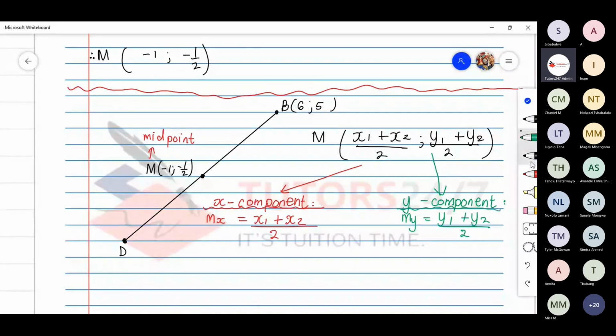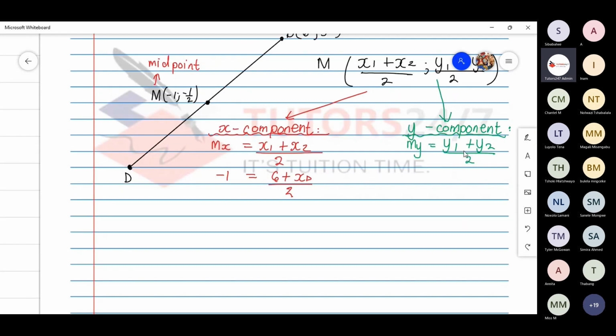Now, from here, I'm going to start with the x side. So that is then going to be m of x, so my x value of m, which is -1, equals x1. Let's make b x1. So that's going to be 6 plus, now x2, let's make it d. Because I don't know d, I'm just going to call it xd to represent the x value of d. So as you can now see, we only have one unknown, which is the x value of d.